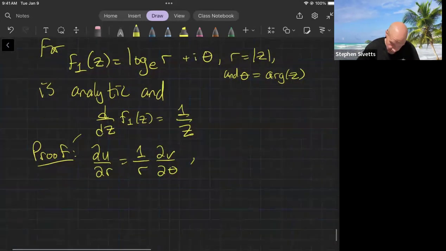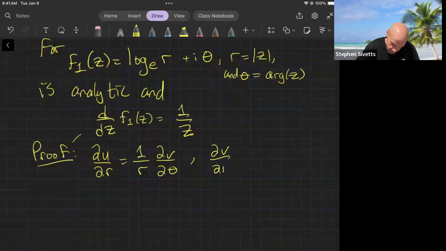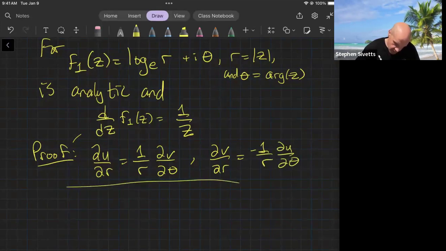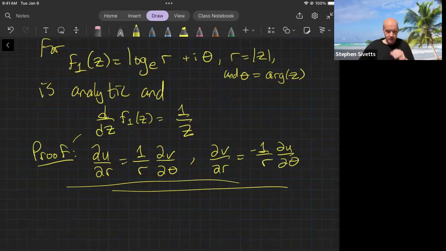And this is the other equation: minus 1 over r partial v with respect to theta. So you're going to use the polar version of the Cauchy-Riemann equations to show this. And then you're just going to let z equal some re to the i theta.